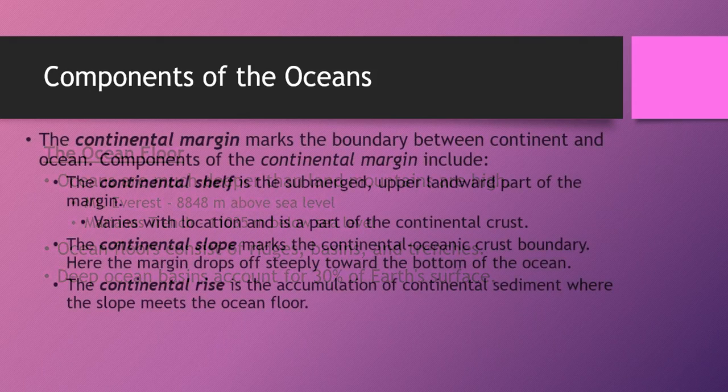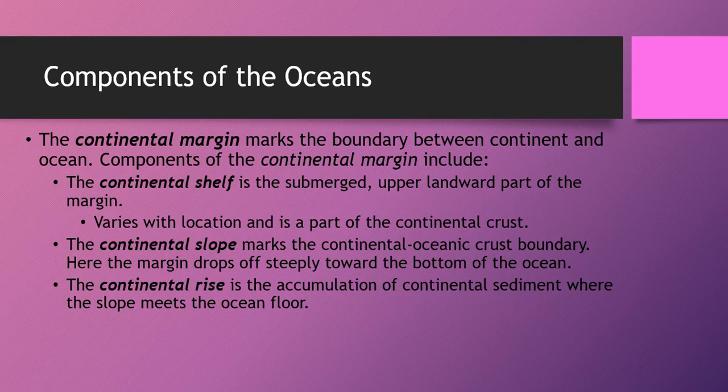The region that connects the land to the oceans is what's known as the continental margin. It marks the boundary between the continent and the ocean. The components include the continental shelf, which is a submerged upper landward part of the margin. It's an extension of the continental crust. And then you have the continental slope, which marks the boundary between the continental and the oceanic crust.